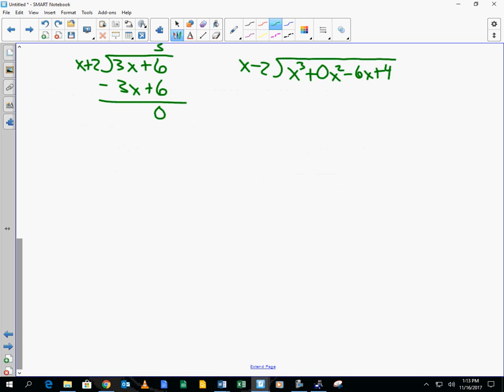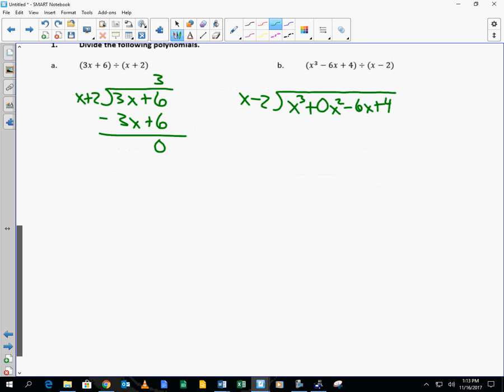So what do you multiply x by to get x to the third? Put the x squared here, so we have x to the third minus 2x squared, and I will subtract. X to the third minus x to the third. We knew that was going to happen. We tried to create that situation. Now, 0x squared minus negative 2x squared, positive 2x squared, and then I drop the negative 6x.